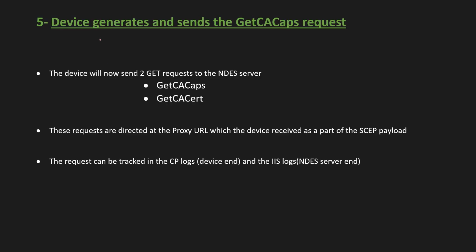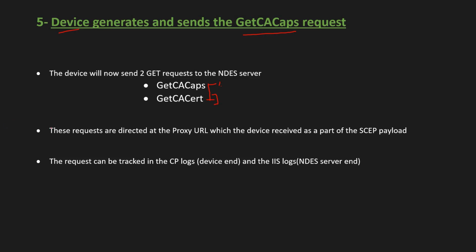So coming over here in step 5, you see that the device is generating and sending something called a get CA caps request. The device actually does two get requests. One is the get CA caps and one is the get CA cert. We are going to take a look at this later. But first, let's take a look at the get CA caps request. The device generates a get CA caps request and sends it to the SCEP URL. Where did it get the URL from? It got the URL when the profile was delivered by the Intune service to the device.